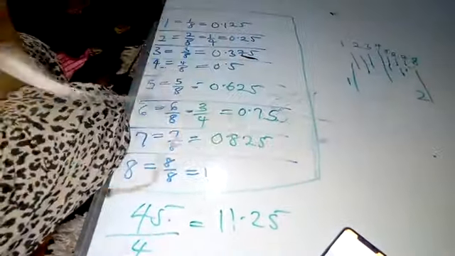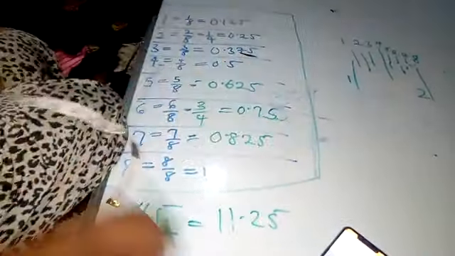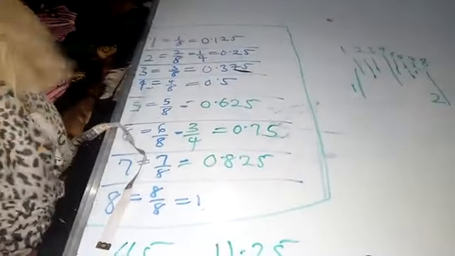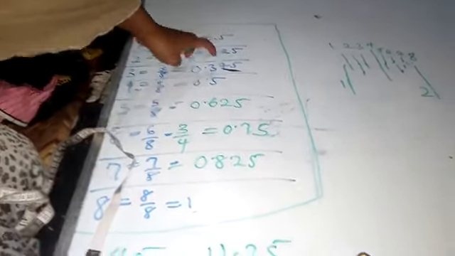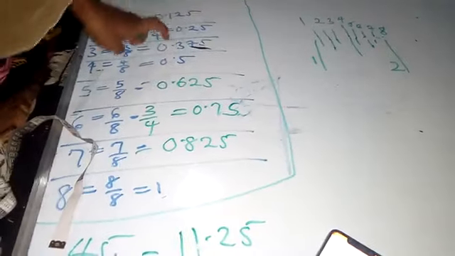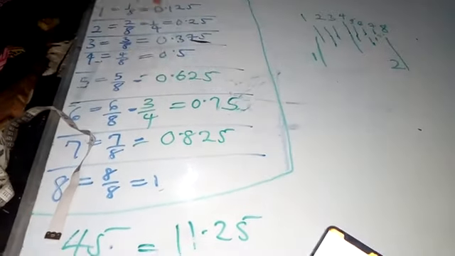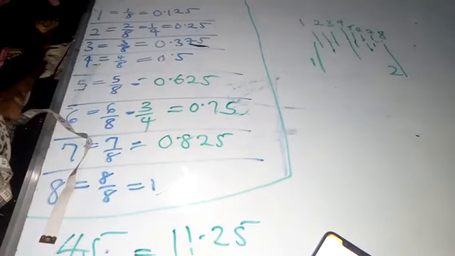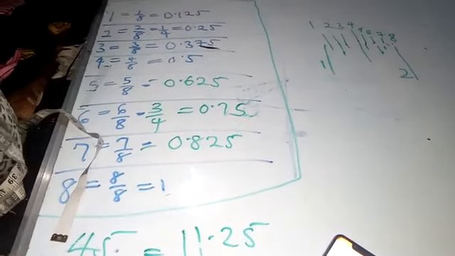Let's assume it is 20.4 now. 4 is not here. The closest to 4 is either the third line or the fourth line. We have 0.375, which is close to 0.4, and we have 0.5. So you can work within this. Maybe you take the third line, or you take the fourth line.